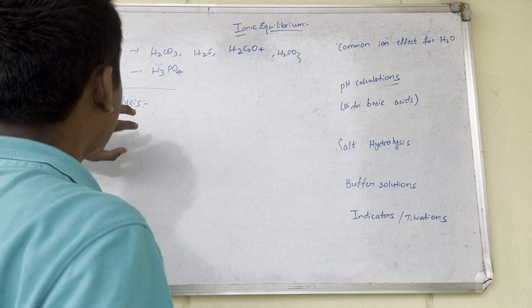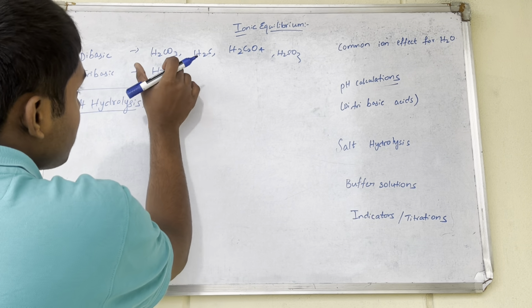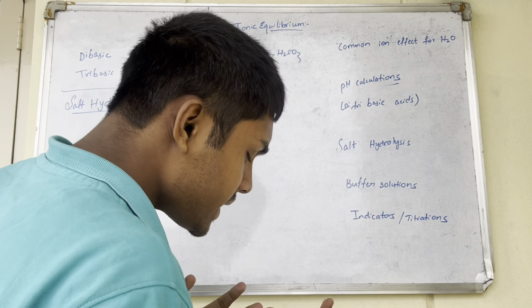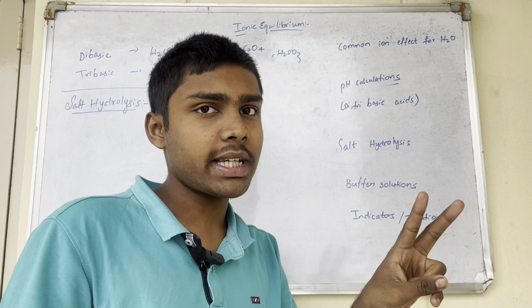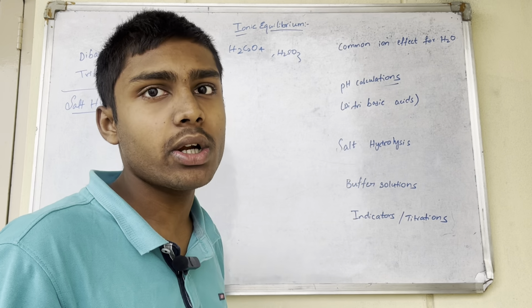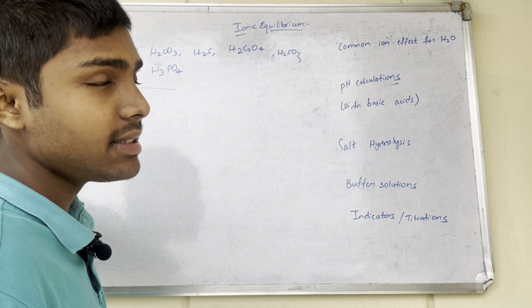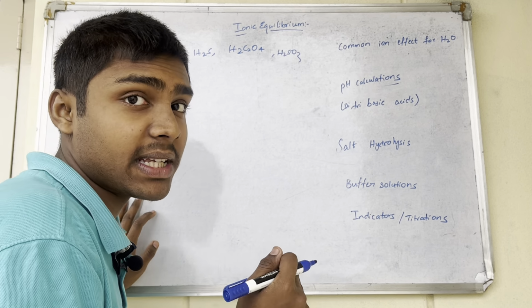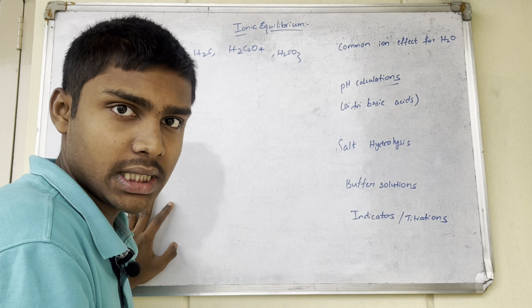So guys, we have di and tribasic acids. So these are examples of dibasic acids. A dibasic acid is one which will release 2 H plus ions. So it will have two dissociation constants like Ka1 and Ka2, right? Similarly, tribasic acids have 3 H plus ions, so they'll have 3 dissociation constants.